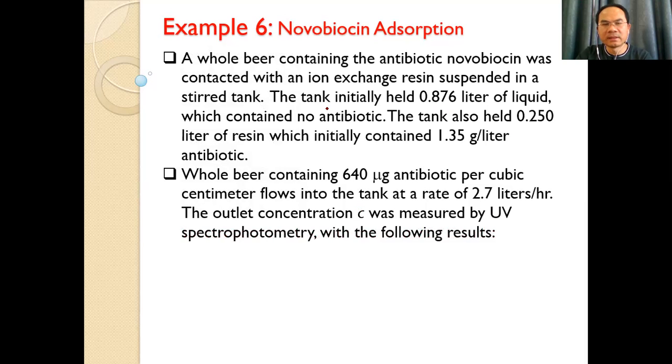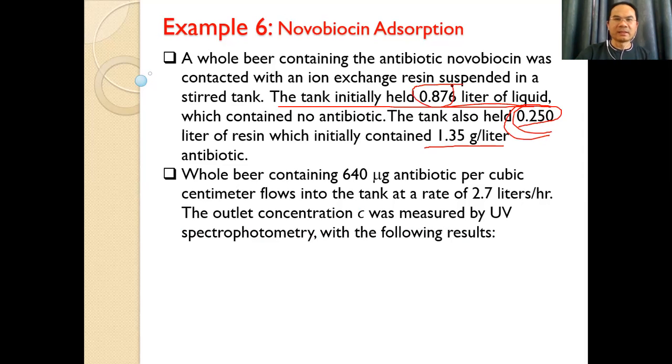The initial tank held 0.86 liters of liquid which contains no antibiotic. The tank also held 0.25 liters of resin, which initially contains 1.35 grams per liter. This is the amount of liquid, Y, equal to the amount of liquid, and also the amount of solid. The amount of solid is 1 minus epsilon, the solid volume. This is the liquid volume.